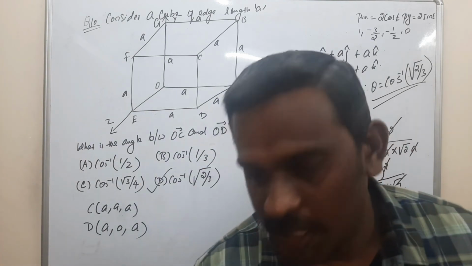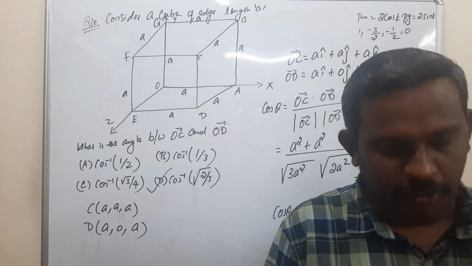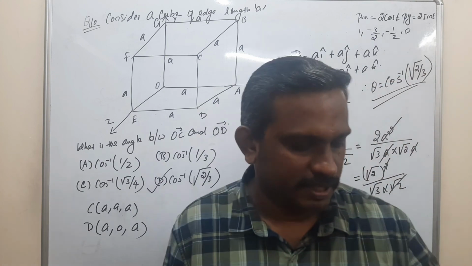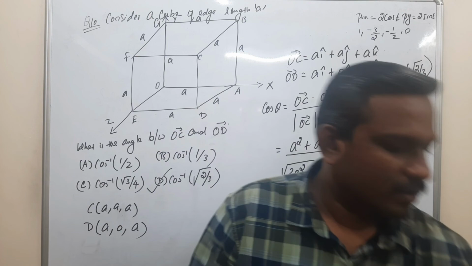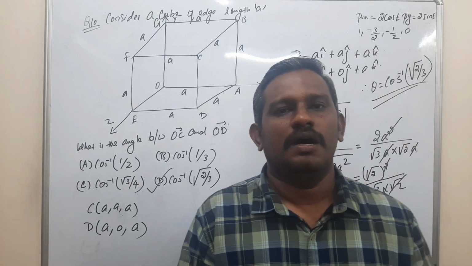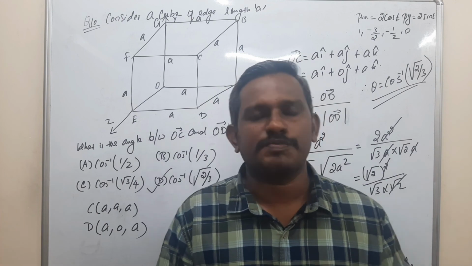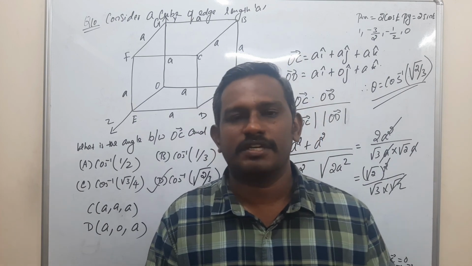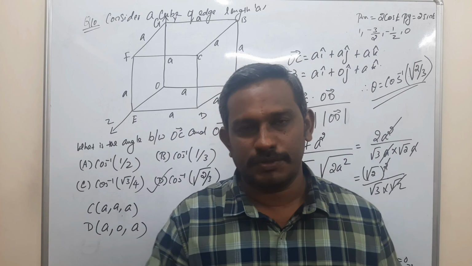So with this I wind up this session. In the dot product of vectors we have solved 10 problems. In the next session we will discuss the concepts of cross product of vectors, or vector product of vectors. Stay tuned. Bye.